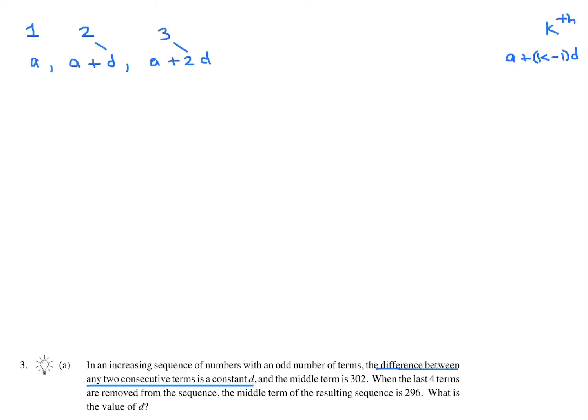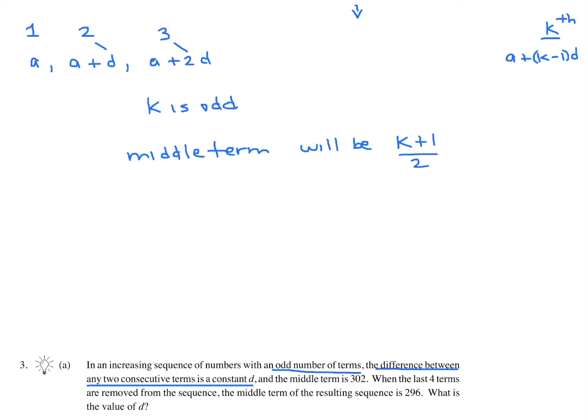Now, what we are interested in is the middle term. We want this middle term right here. But how do we figure that out in terms of k? Well, they tell you that there's an odd number of terms, so k is odd. And if there's an odd number of terms, then the middle term will be the (k plus 1) divided by 2 term, that number.